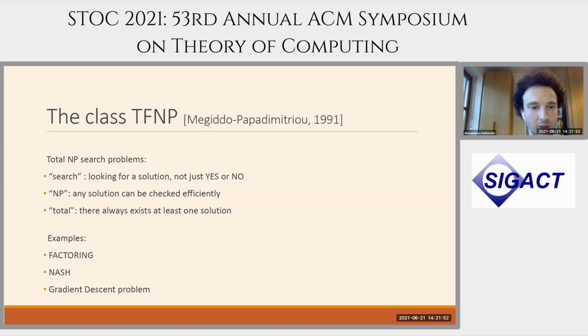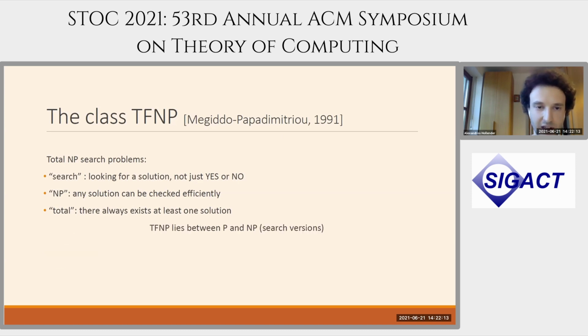And why is that? Well, clearly it is a search problem. We can verify solutions efficiently because we just need to check this termination criterion, the stopping criterion. And finally, it's total. Why? Because our domain is bounded. So because the domain is bounded, it's guaranteed to be a minimum, and any minimum is in particular a gradient descent solution.